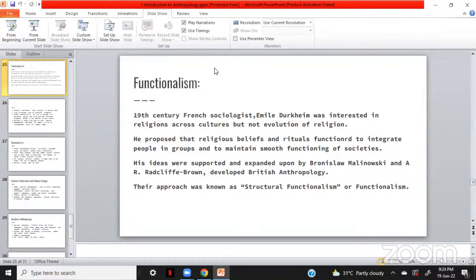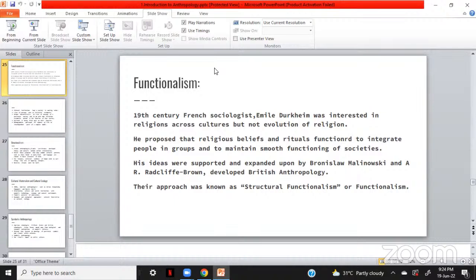However, Durkheim, who believed in the historical particularism that we have studied before, did not believe in that. He proposed that religious beliefs and rituals function to integrate people in groups and to maintain the smooth functioning of the society. So he looked at the utility of religion, of a particular belief and its rituals, toward a particular society. He did not study evolution, nor did he term societies where people believed in spirits or many gods as primitive compared to those that believe in one god as the most developed.